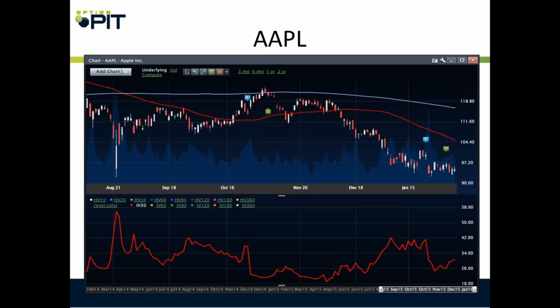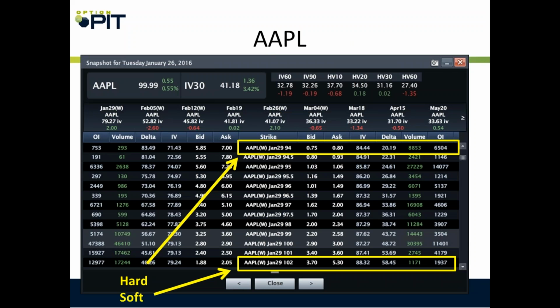So understand the difference. Here's Apple. All right, so this is Apple right before earnings. Take a look. Trading 99.99. This was just a good example. And yes, I realize that it's wide down here, but we'll say that's 4.50 for the 102s, and my Jan 94s are going to be 80 cents.